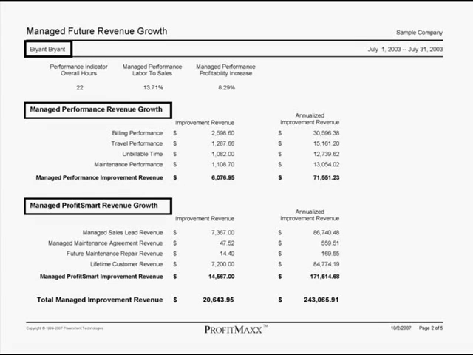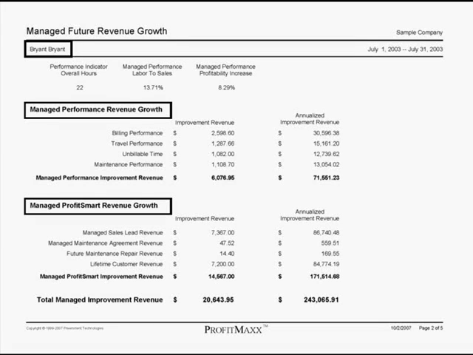For managed sales lead revenue, our improvements total out to $7,367. Over the course of a year for Bryant, that totals out to $86,740 in improvements. The managed maintenance agreement revenue totaled out at $47.52. Again, not a huge number here. Over the course of a year, that comes out to $559. For future repair revenue, maintenance repair revenue, that comes out to $14.40 a month, totaling out at $169 a year. Again, not huge numbers there.